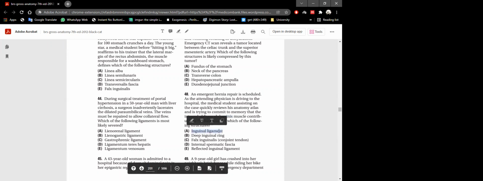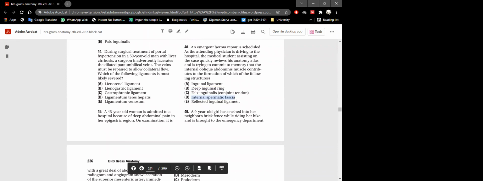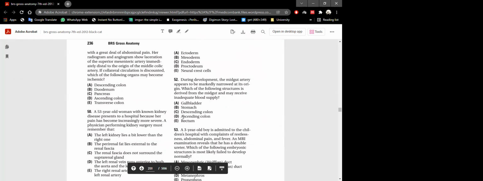Inguinal ligament, what is it made of? Which muscle makes it? The inguinal ligament is the external oblique aponeurosis. The deep inguinal ring, what makes it? What's the structure that makes the deep inguinal ring? The transversalis fascia, right? Not the aponeurosis, the fascia. Internal spermatic fascia, I didn't mention this. Reflected inguinal ligament, I think that's the name of the pectineal, the lacunar ligament.